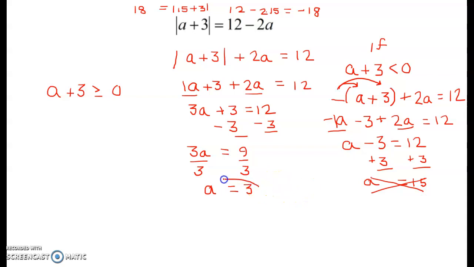Our only solution is if that quantity inside the brackets, A plus 3, produced a number equal to 0 or greater than 0. Then, in this case, it would be greater. It'd be 6. Then if A were 3, the left-hand side comes out equal to the right-hand side. That is our only solution. Let me know if you've got questions.